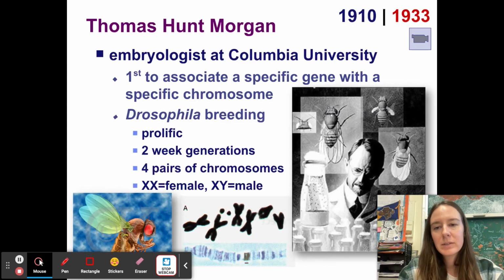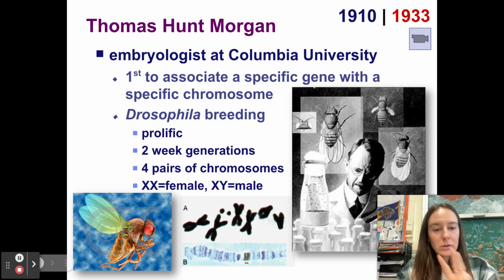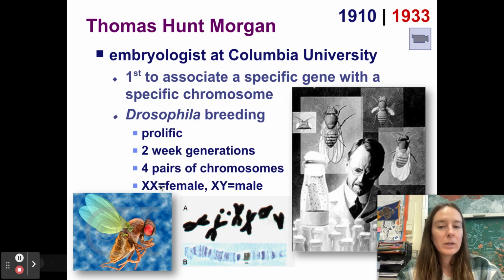So Thomas Hunt Morgan was an embryologist at Columbia, and he was the first to actually connect the idea that genes are found on chromosomes, and you could connect a specific gene to a specific chromosome. And so he bred fruit flies. And it just kind of was a happy accident that he discovered this. He was working with fruit flies, and fruit flies are prolific. They breed very quickly, 2-week generations, so they create a lot of offspring. They are also very simple genetically, so they only have 4 pairs of chromosomes, basically three pairs, and the last pair is the sex chromosomes, which is similar to humans in that XX is female and XY is male.